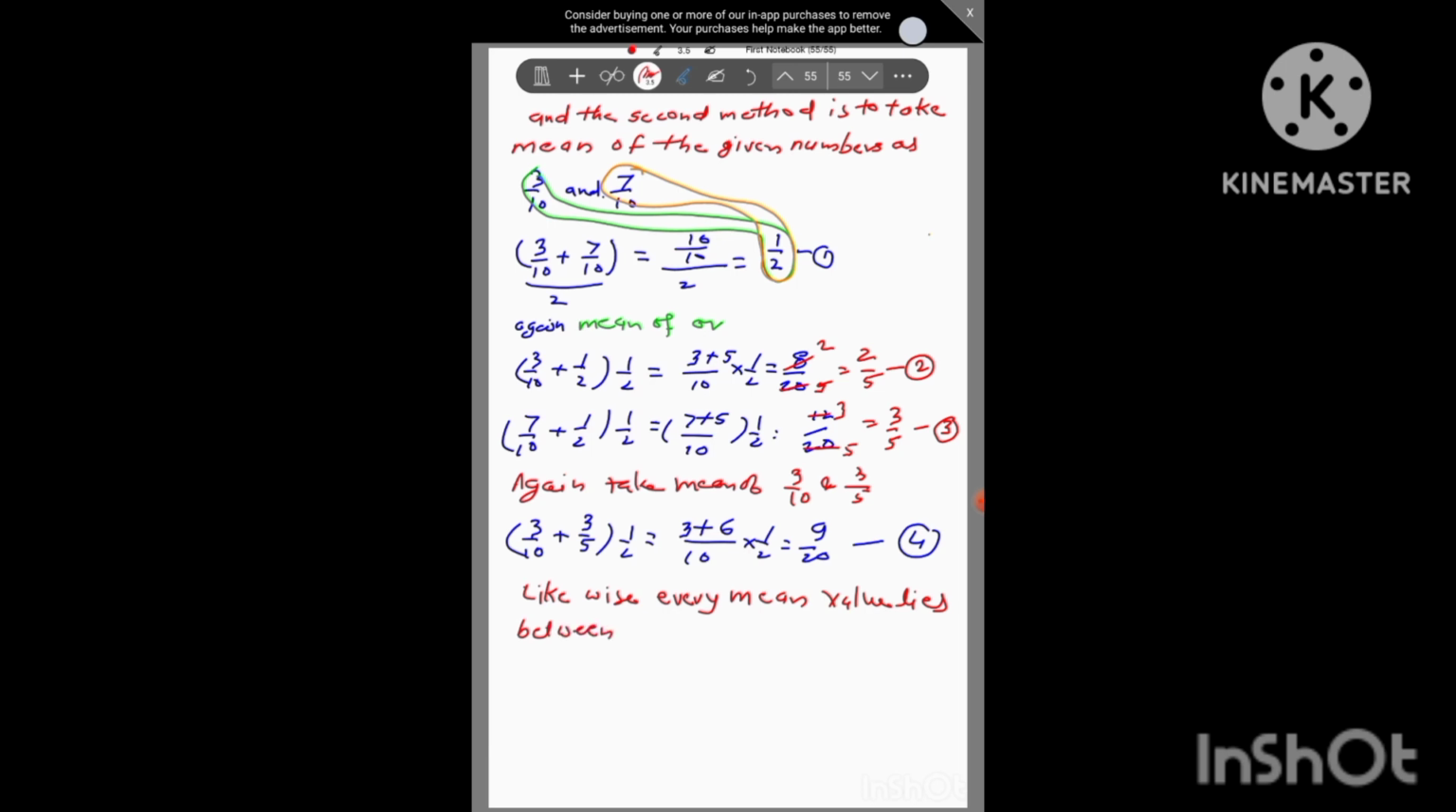As you face difficulty, these are problems. When you try to solve it, these become simple examples. Likewise, every mean value between two numbers, any rational numbers, can be found out. So this is a method to find any number of rational numbers between two given rational numbers. Remember, we are talking about rational numbers.